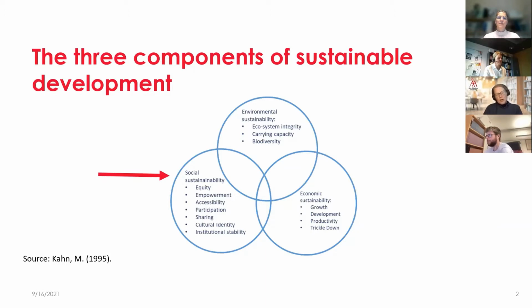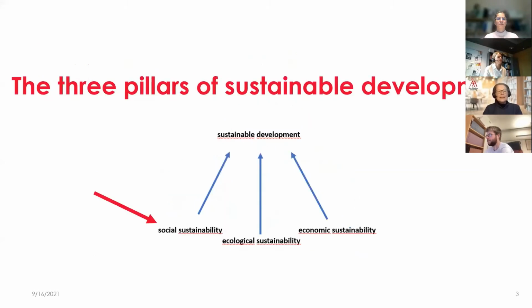Another picture that you certainly are familiar with, I assume, is sustainable development as consisting of the same three: social sustainability, ecological, and economic sustainability, as kind of pillars that make up the sustainable development concept as a whole. Today we will look at this social component. What is it and why does it matter?